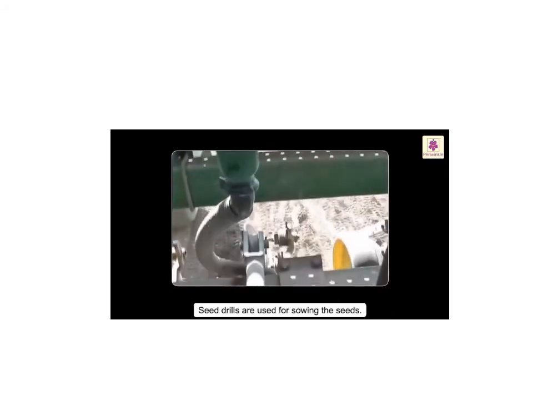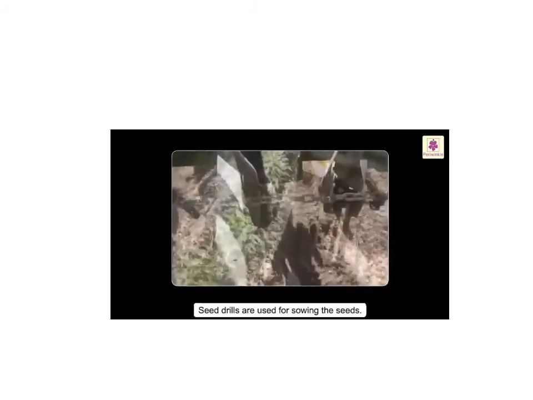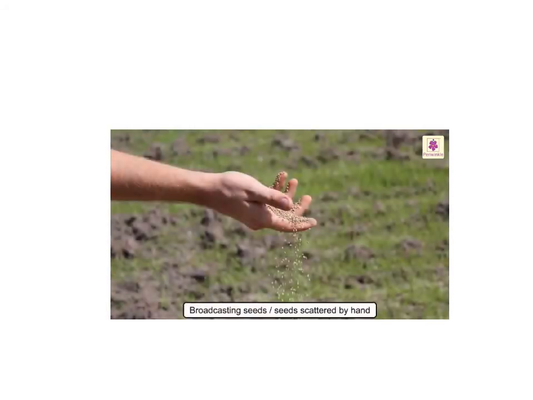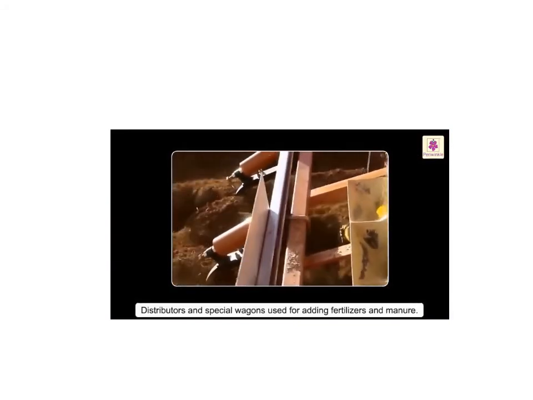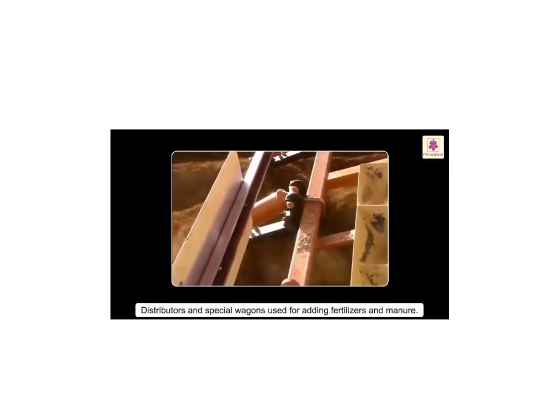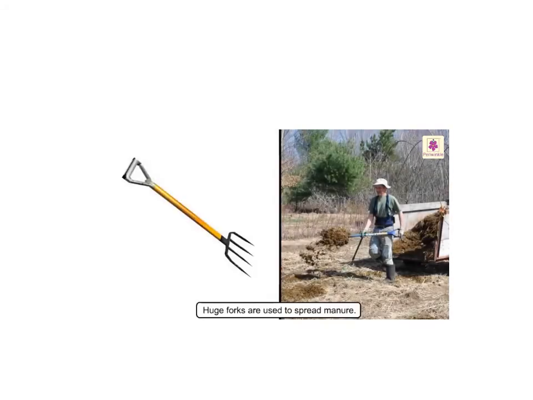Seed drills are used for sowing the seeds. Sometimes the seeds are broadcast or scattered by hand. Big farmers who have acres of land use distributors and special wagons for adding fertilizers and manure on their fields. Sometimes workers use huge forks to spread the manure in the field.